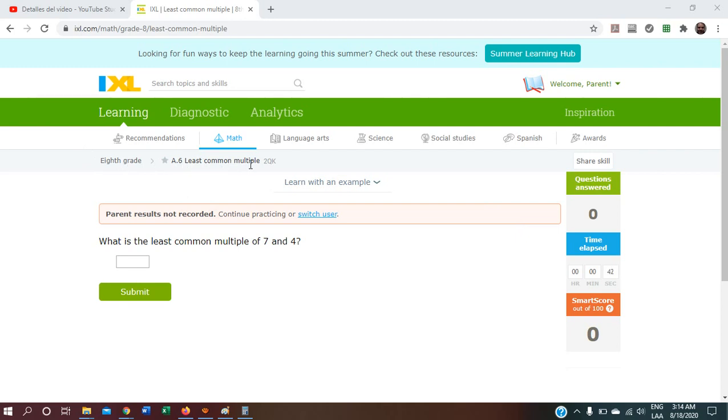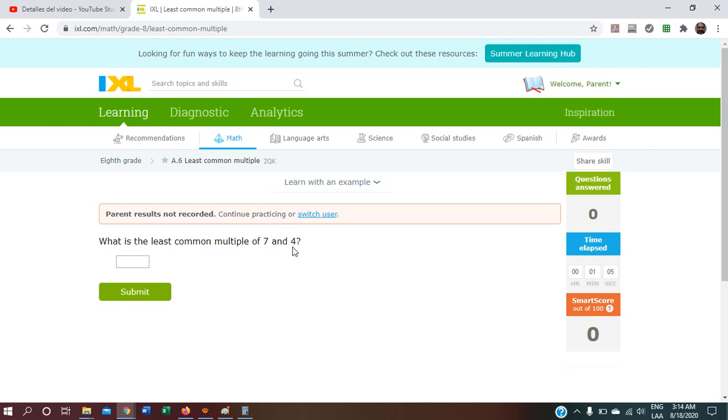I am here to explain 8A6, least common multiple. The least means the smallest number that two or more numbers have in common. So what is the least common multiple, or the smallest common multiple, of 7 and 4?